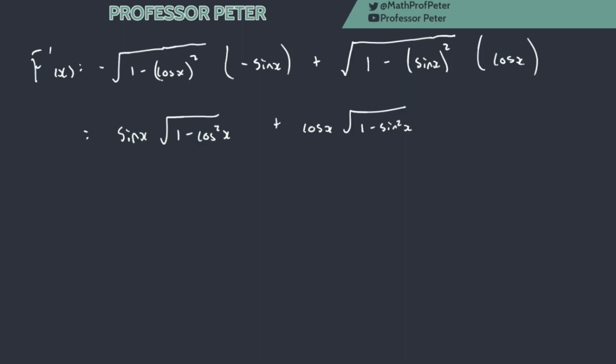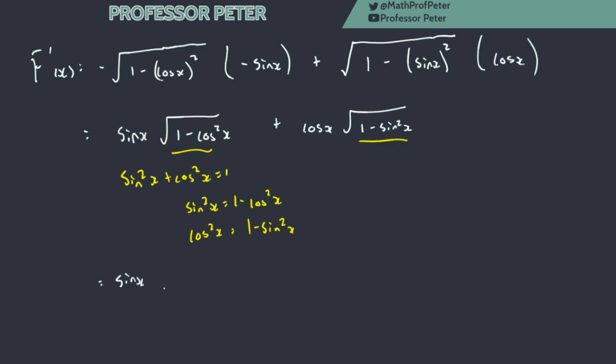And you might notice that there are some Pythagorean identities in here, right? Sine squared x plus cosine squared x equals 1. So that means that sine squared x equals 1 minus cosine squared x, and cosine squared x is 1 minus sine squared x. And we've got those things, right? So this is sine of x times the square root of sine squared of x, which is sine of x, plus cosine x times the square root of cosine squared, which is cosine x. Well, this is sine squared of x plus cosine squared of x, which is just 1.